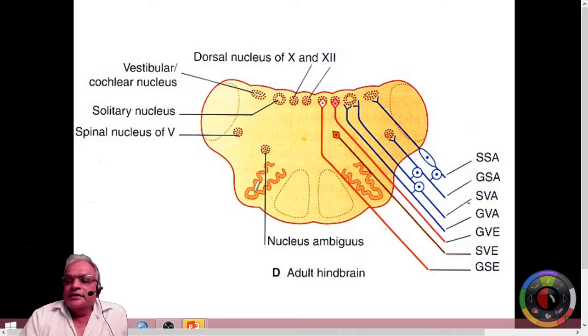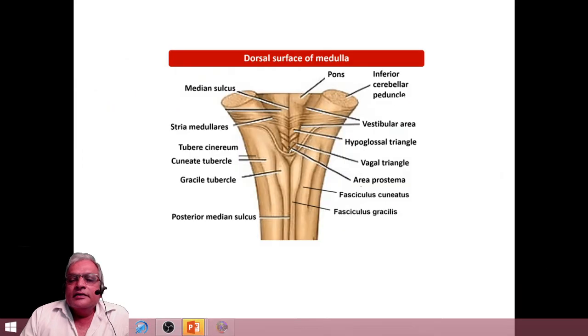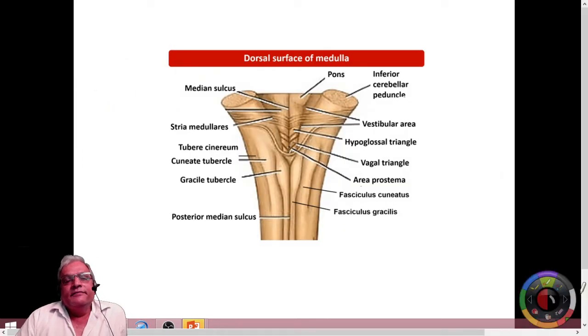Now we look at the next slide, which are the external features of this medulla oblongata. Now look at the external features of the medulla oblongata. Is this the ventral aspect? No, it's written here very well: the dorsal surface of the medulla. Now you can see that there's a posterior median sulcus that passes through the middle, just like in the case of the spinal cord, where we have a posterior median sulcus.